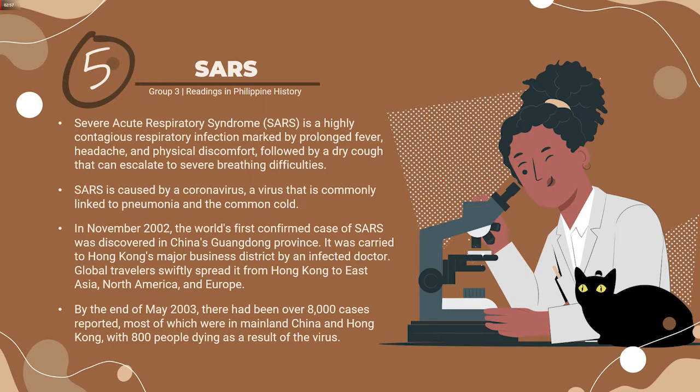SARS is a highly contagious respiratory infection marked by prolonged fever, headache, and physical discomfort, followed by a dry cough that can escalate to severe breathing difficulties. SARS is caused by a coronavirus, a virus that is commonly linked to pneumonia and the common cold. In November 2002, the world's first confirmed case of SARS was discovered in China's Guangdong province. It was carried to a major district of Hong Kong by an infected doctor. Global travelers swiftly spread it from Hong Kong to East Asia, North America, and Europe.